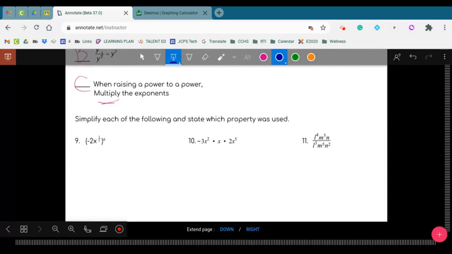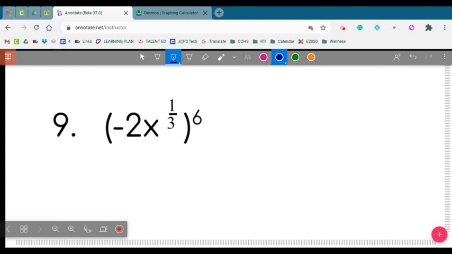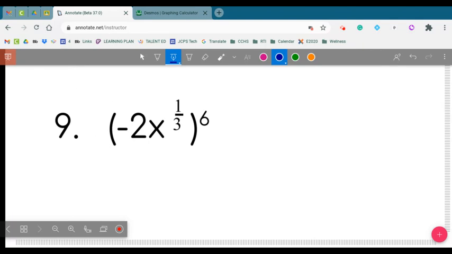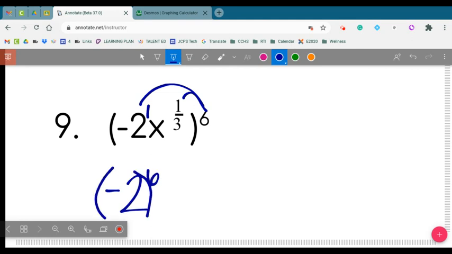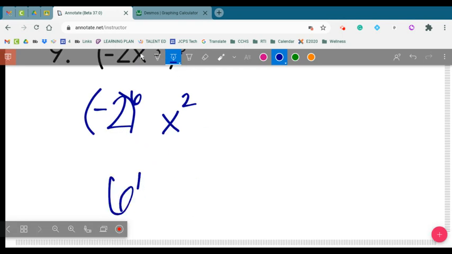Okay, last part is on the bottom where it kind of just reviews everything we've learned. So this has a 1, so we multiply. We get negative 2 to the 6th. And then x, 6 times 1/3 is going to give you 2. Negative 2 to the 6th power is going to give me 64. So your answer would be 64x to the second. Make sure you simplify that.